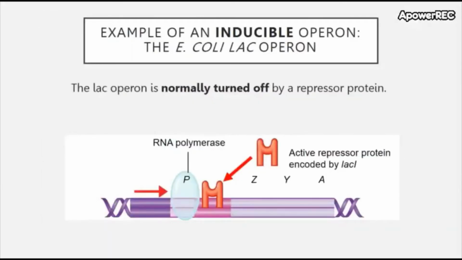And that's right. The lac operon is normally turned off, and it's turned off by something called a repressor protein. Repressor proteins can act on the operator to repress transcription. So normally this repressor protein is present. It's encoded by what we call LAC-I.